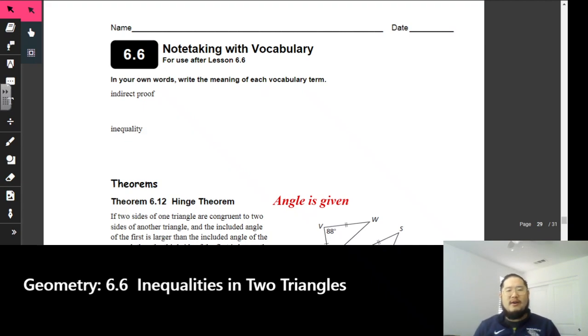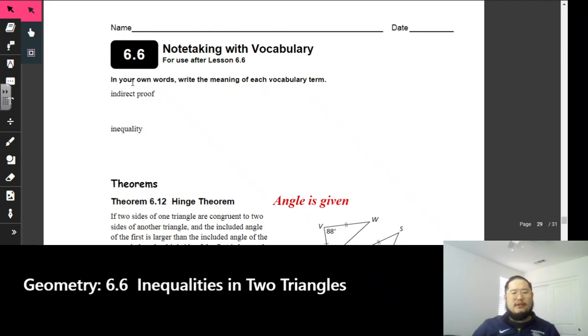All right, we are now at the last section of chapter 6, taking a look at 6.6, inequalities in triangles. Right here, we're going to be comparing two triangles, and we can figure out which triangle may have a larger side or which two triangles may have larger angles with the help of some theorems.